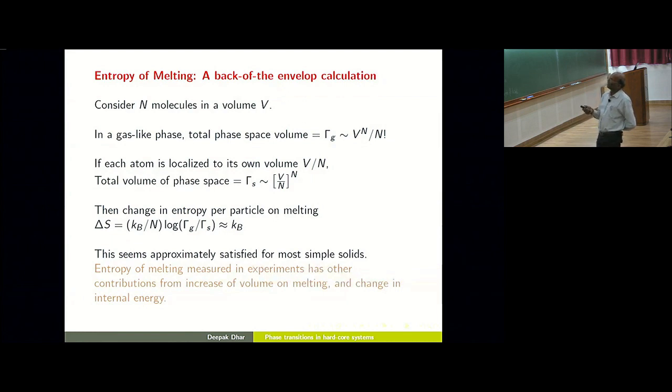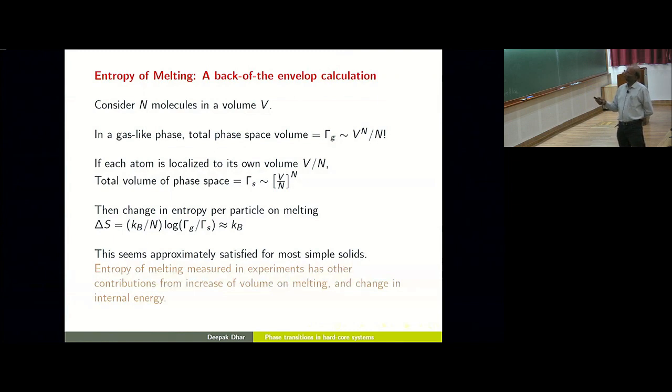It says consider n molecules in a volume V. In a gas-like phase, the total phase space volume goes as V to the power n over n factorial. You have seen it before: there are n particles, so each one of them has V, giving V to the power n, but the factorial n takes care of the identity of particles. But if you are in a solid phase, each atom is localized in its own volume V by n, and the total phase space volume is V by n to the power n.